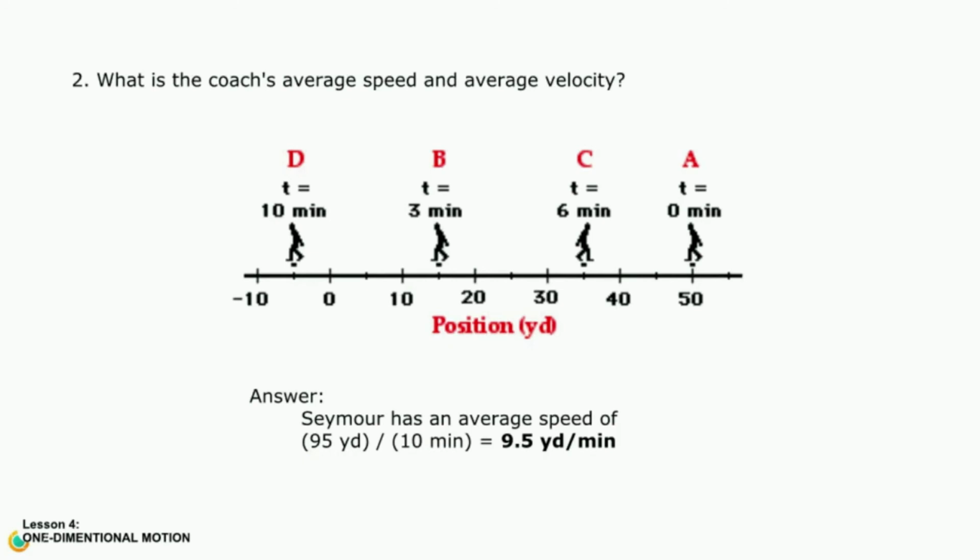Substituting 95, we get the average speed as 95 yards divided by 10 minutes, which is the total time it took for him to reach the last position, we get 9.5 yards per minute.